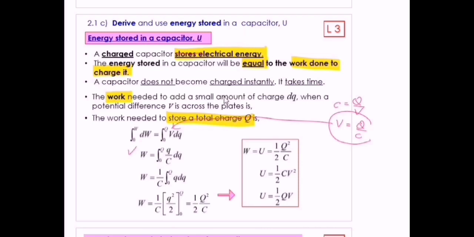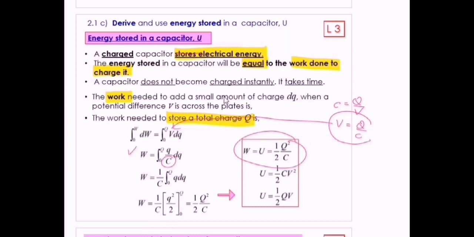And since C is the capacitance, the capacitance is actually a constant for this integral. So we can remove it, and we are left with Q dQ. And when we integrate it, it becomes Q squared over 2. Since we are integrating from 0 to Q, this would be our final work done equation. That would be the first equation to calculate energy stored in the capacitor.